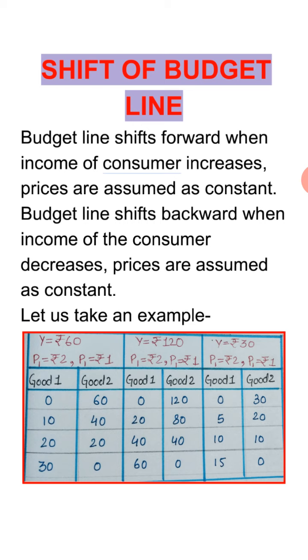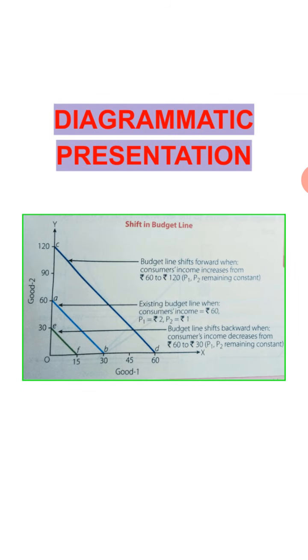But when income decreases, that is 30 rupees, in this condition there will be a backward shift in budget line. Why? Because in comparison to the previous situation we will be able to consume less quantity of good 1 and good 2. Now we can see this in the diagram as well.